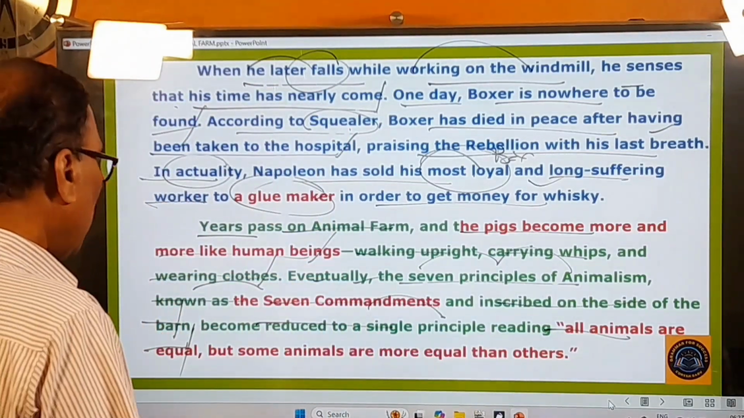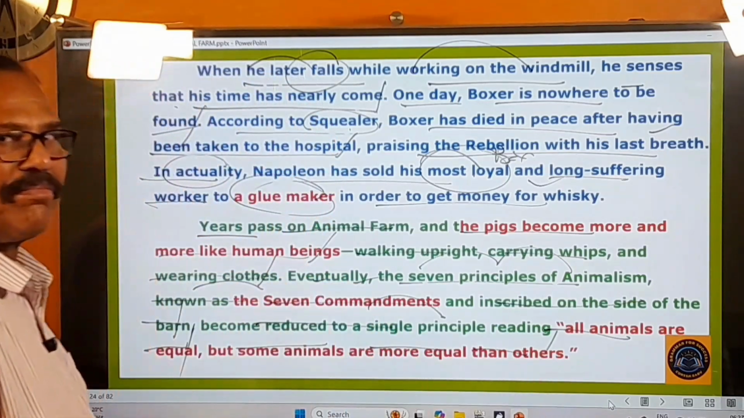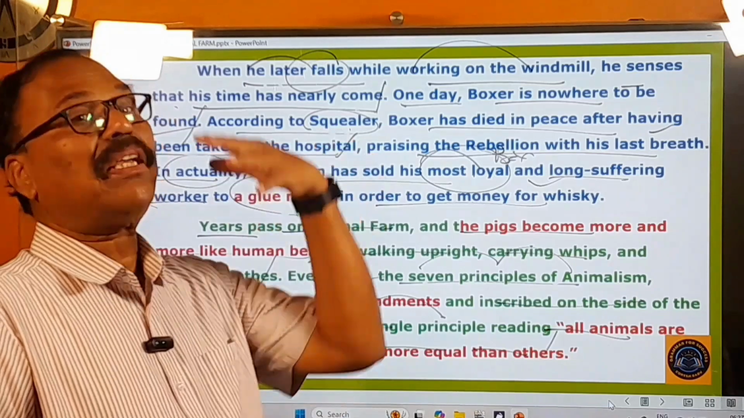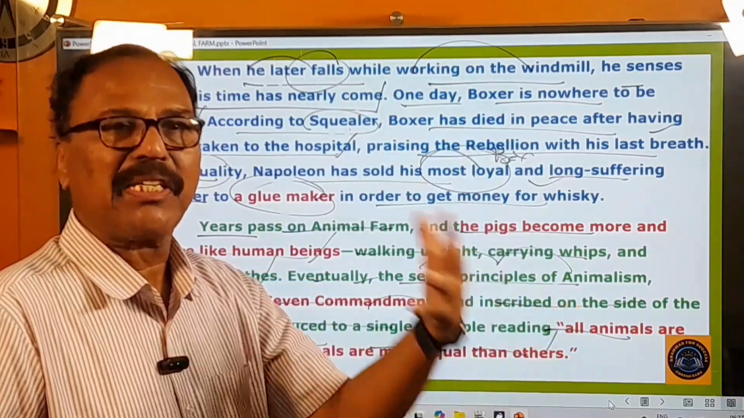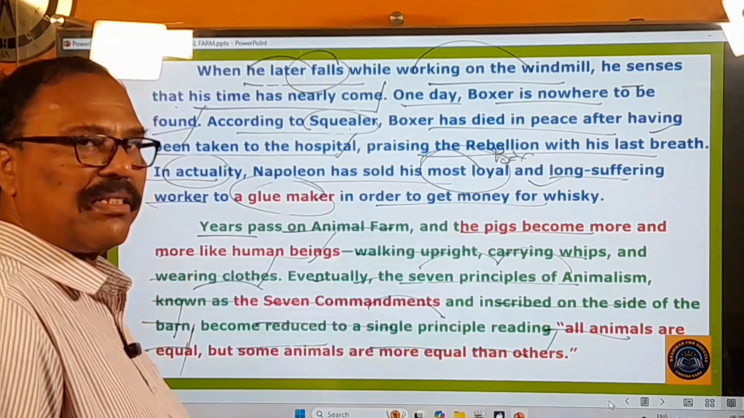All animals are equal, but some animals are more equal than others. Some animals are more equal than others.